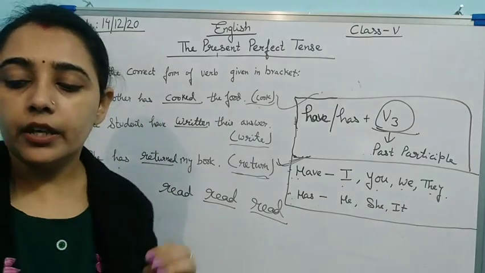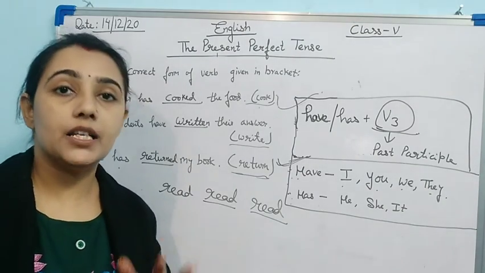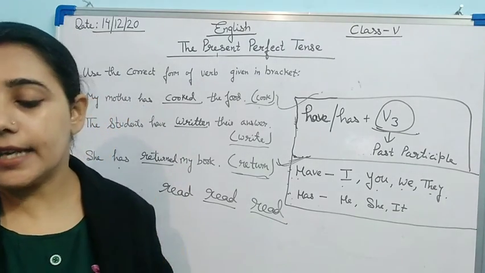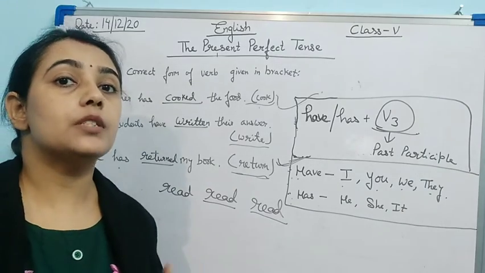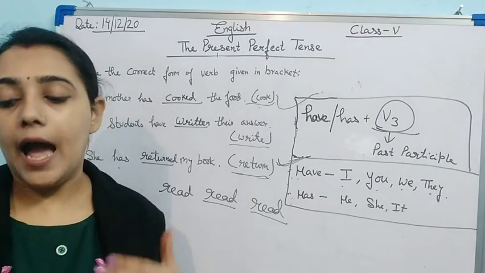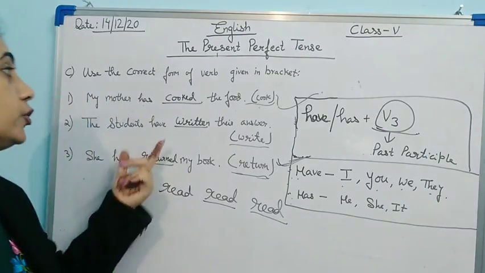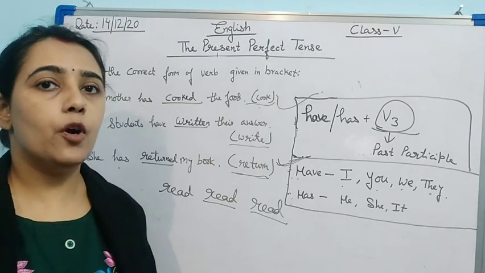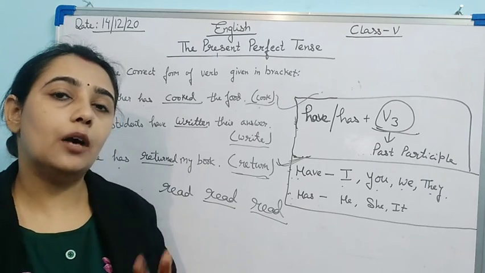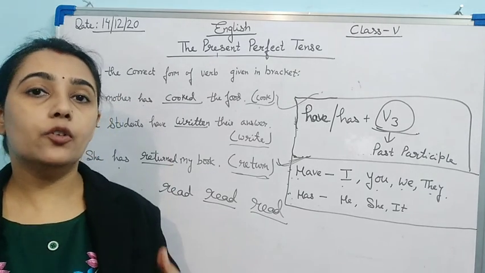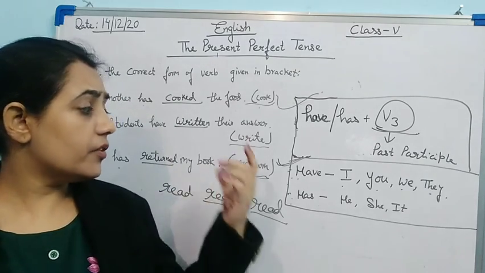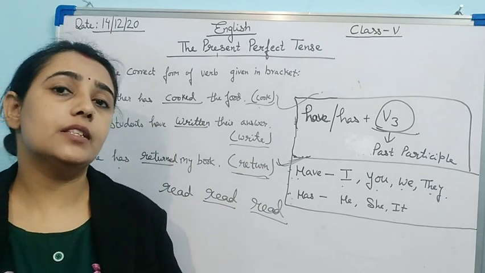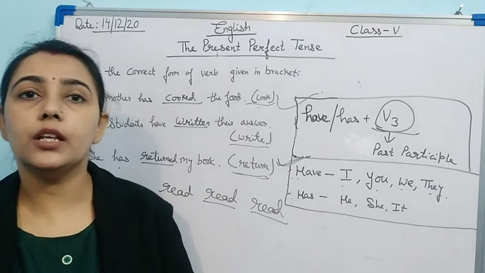In the first exercise, we have done the past participle form of verb. In the second exercise, we have done where to use has and where to use have. And in the third exercise, we have to use the correct form of verb. That means again the past participle form of the verb. This is just to show you how the exercises can come in your exam. Okay. The remaining part of the exercises I will send you on your WhatsApp group so that you can complete your work.